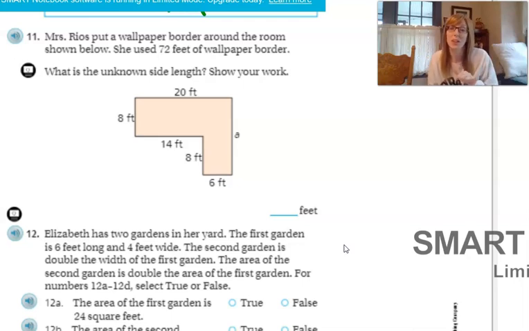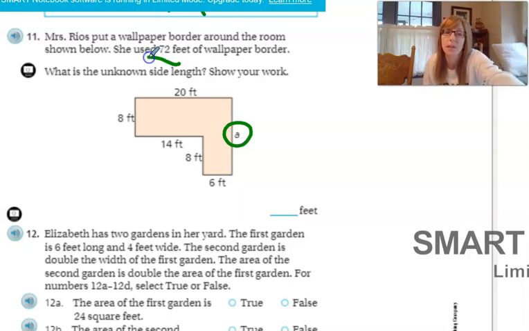This is really cool. Okay, so this would be algebra. So we're finding the missing number. Okay, so we know everything around equals how much? You are correct, 72 feet. I love finding algebra. I think it's so much fun.